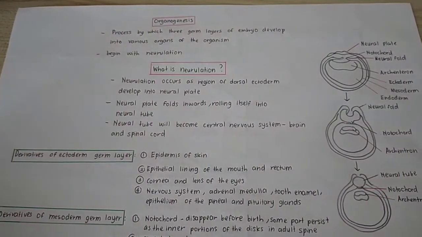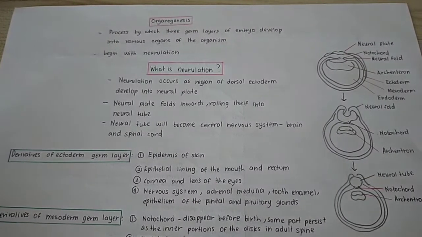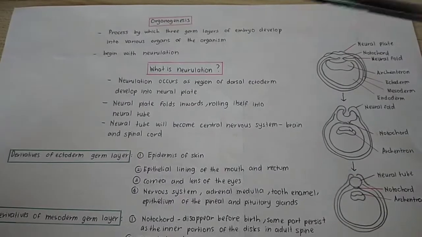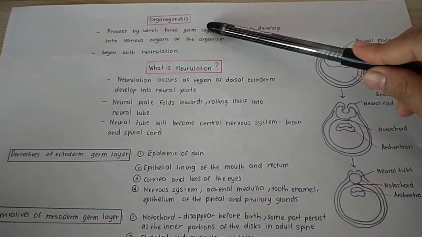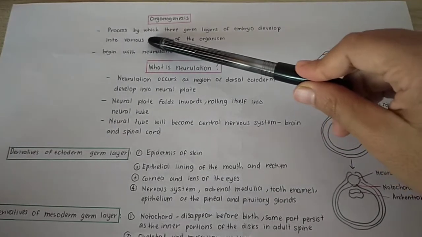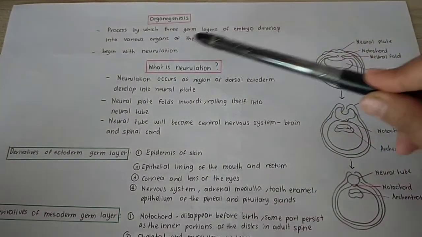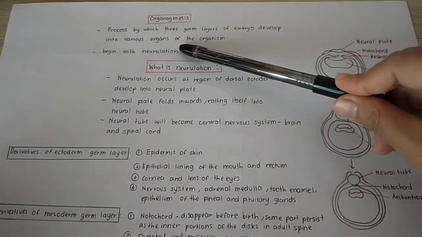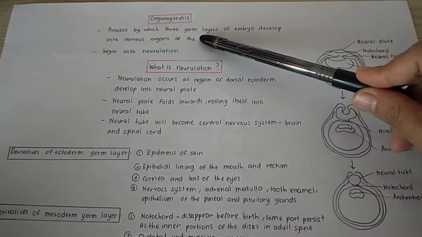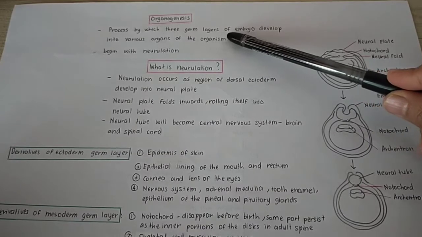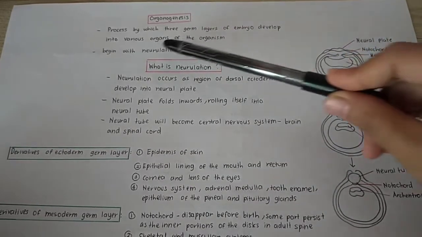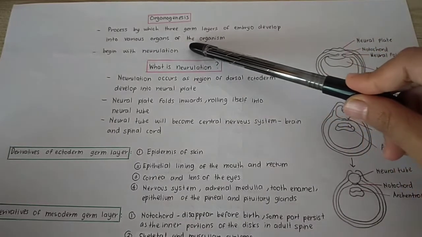Okay, so after gastrulation has occurred, gastrulation means the formation of the 3 germ layers. After gastrulation, it will proceed with the process that we call organogenesis. So what is organogenesis? It is the process by which the 3 germ layers of the embryo develop into various organs of the organism. So it means that the germ layers that develop from the process of gastrulation, for organogenesis, the 3 germ layers of the embryo will develop into various organs of the organism.